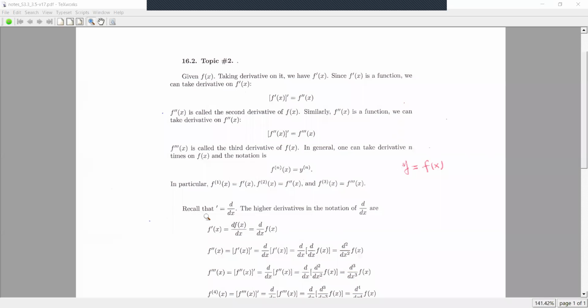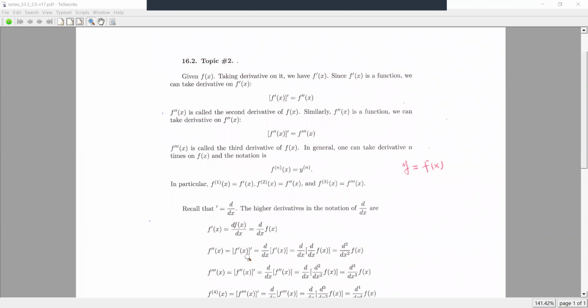Recall that there are two popular notations for derivatives. One is the prime notation. The second one is the d over dx notation. Now, let's see how to represent higher derivatives in terms of the d over dx notation. Take derivative on the function. The d over dx notation is this.